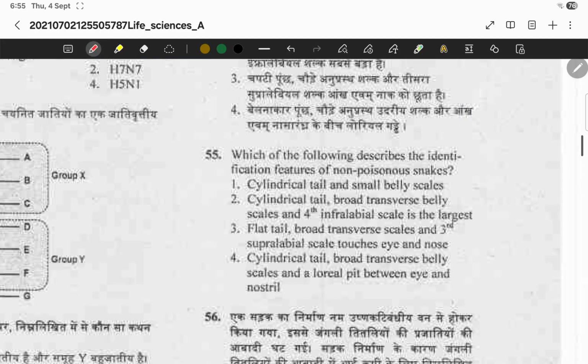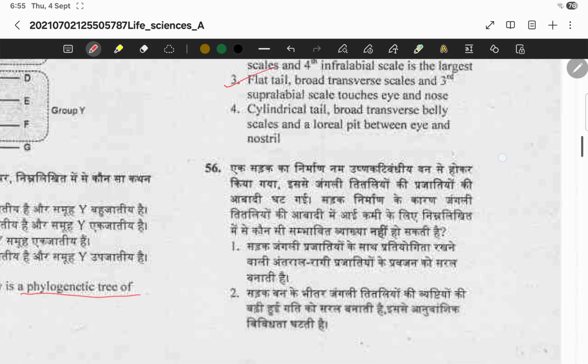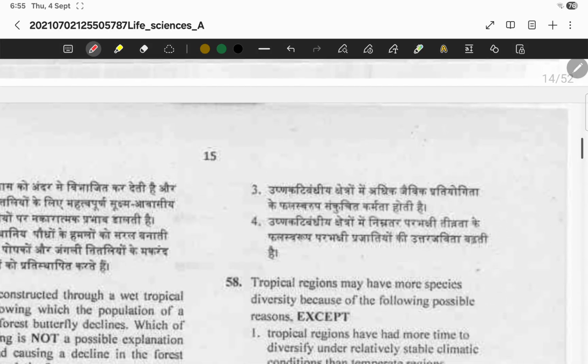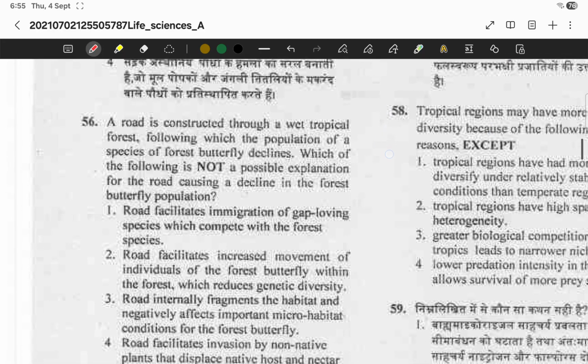Which of the following describes as the identification feature of non-poisonous snake? Nice question, nice question. I'll go for flat tail, broad transverse scale, third superossum. Maybe this is a very wrong answer, but I don't want to know right now.